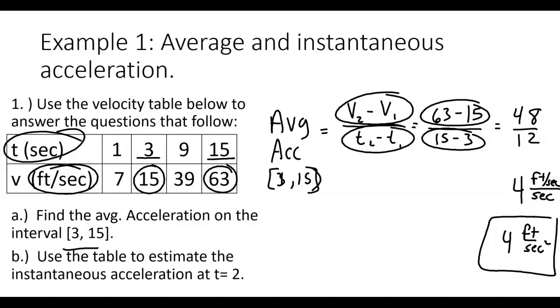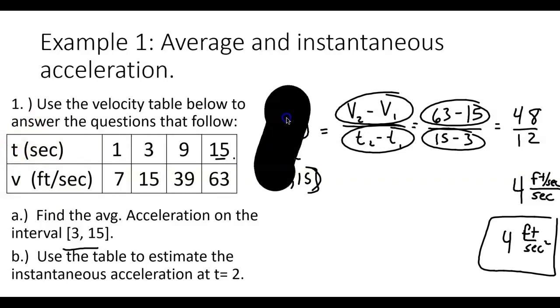Now in our last lesson, we talked about how you can estimate the instantaneous velocity of an object by picking an average velocity that's really close to your instantaneous velocity, right? Well, you can do the same thing with acceleration. If you want to find an instantaneous acceleration when you're doing a table problem, what you're going to do is find the average acceleration that is closest to the instantaneous point that you're interested in.